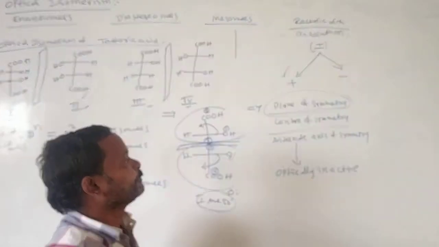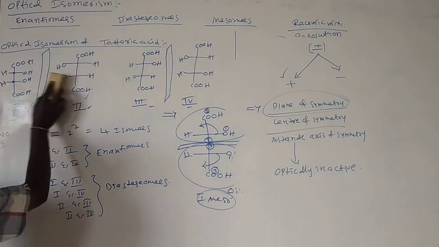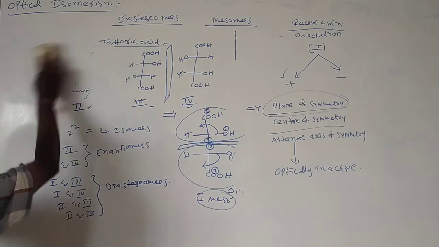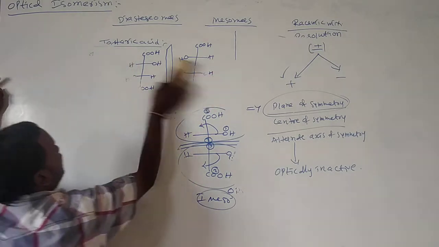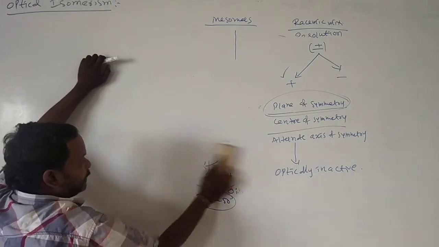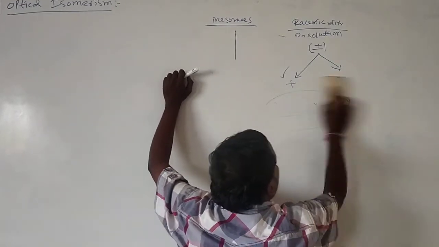This is about optical isomerism of different molecules. Optical isomerism of allenes. I will give you one or two examples for allenes. Optical isomerism of allenes, optical isomerism of biphenyls, and optical isomerism of spiro molecules.